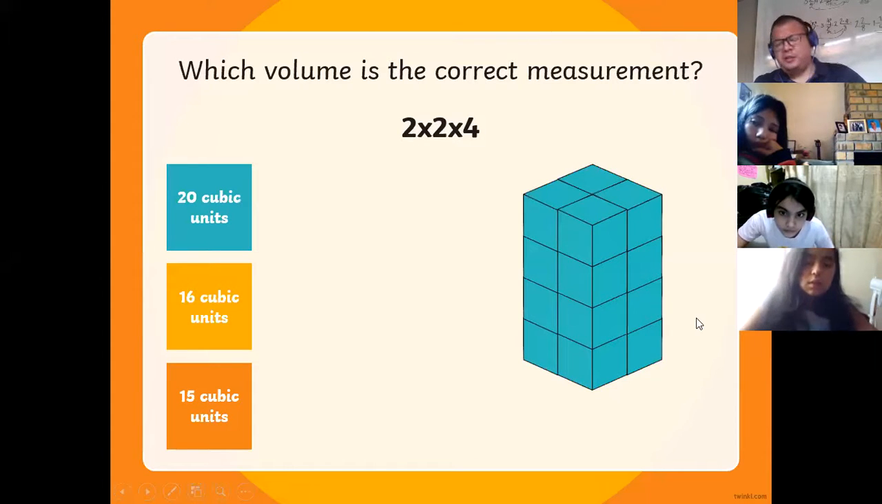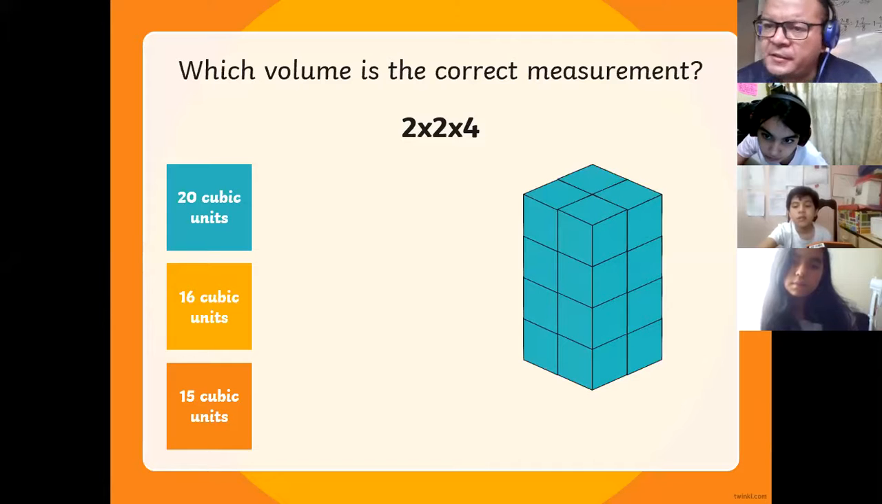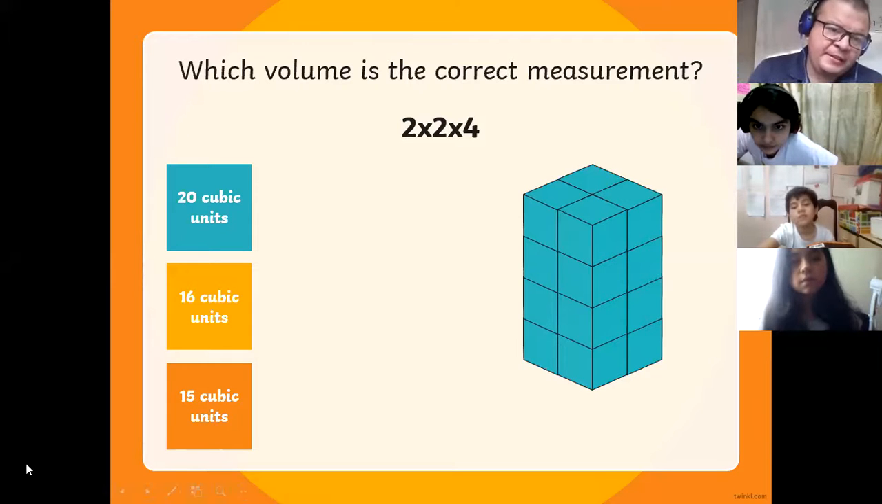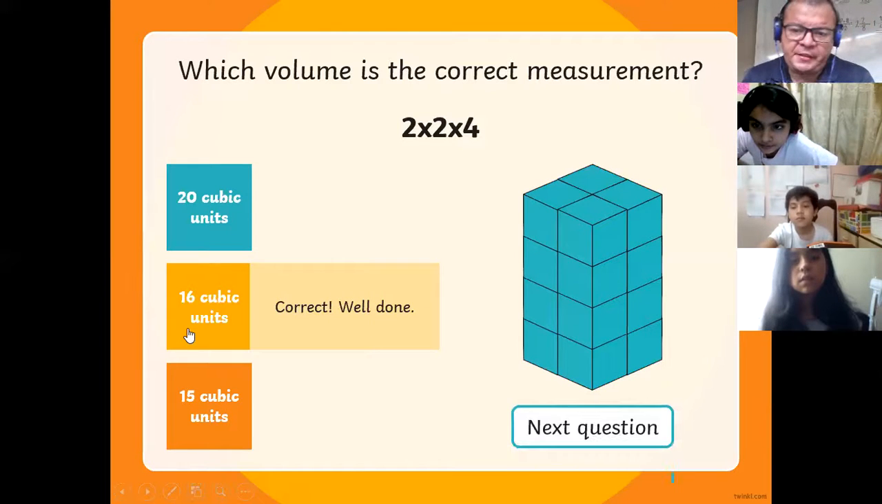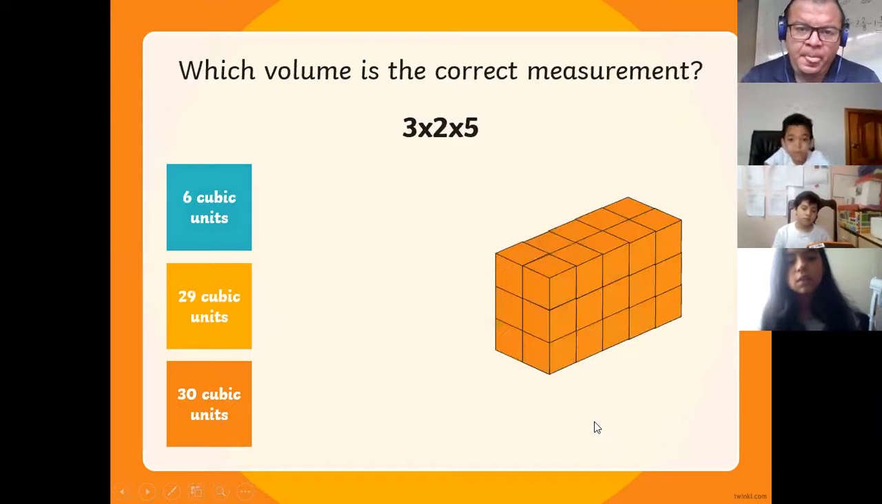2 times 2 times 4. 20 cubic units, 16 cubic units, 15 cubic units, 10 cubic units. How many? 16 cubic units. That is the correct answer. Let's see the next one.